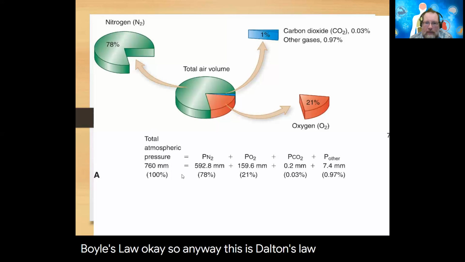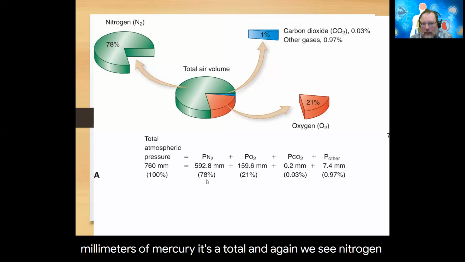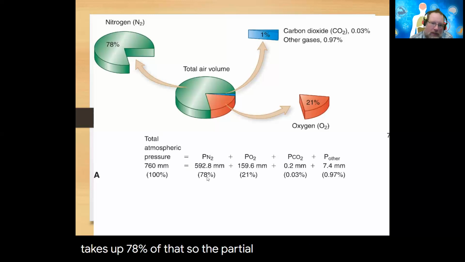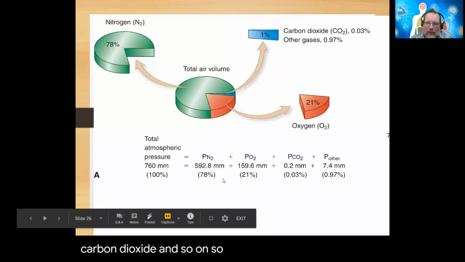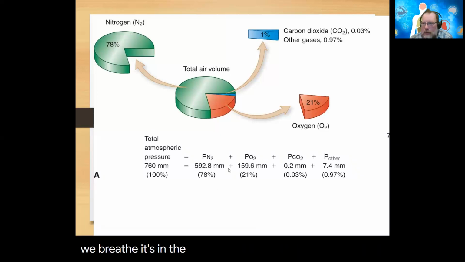Okay, 760 millimeters of mercury. It's a total, and again, we see nitrogen takes up 78% of that. So the partial pressure of nitrogen is 592 millimeters of mercury. Partial pressure of oxygen, carbon dioxide, and so on. So we see that 99% of the air that we breathe that's in the atmosphere is nitrogen or oxygen. Okay, and then notice carbon dioxide and other gases make up very little of that pie.